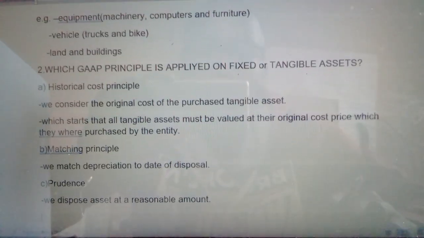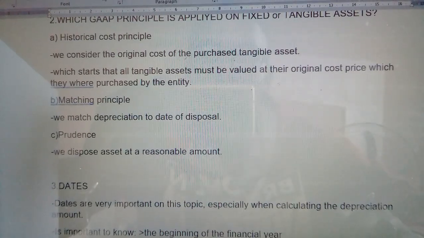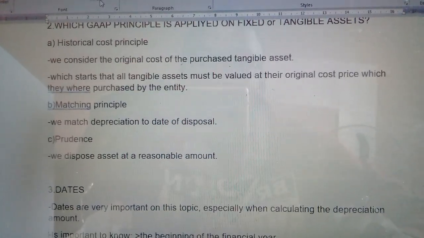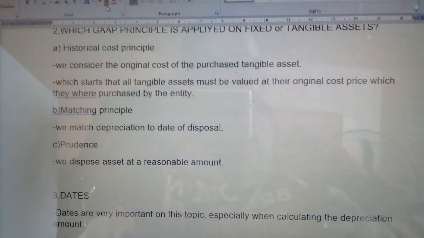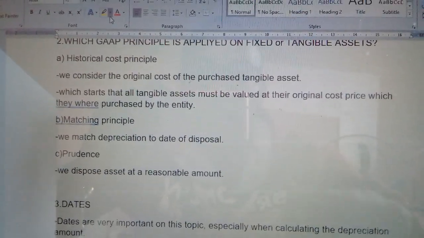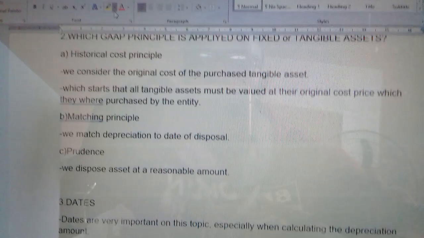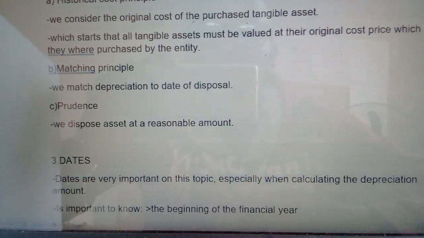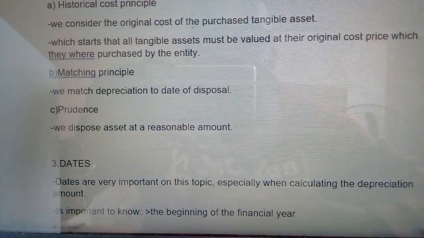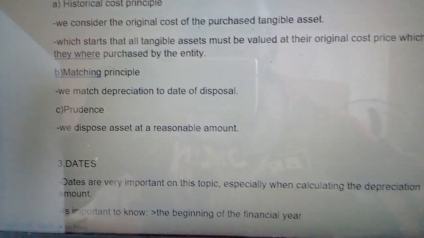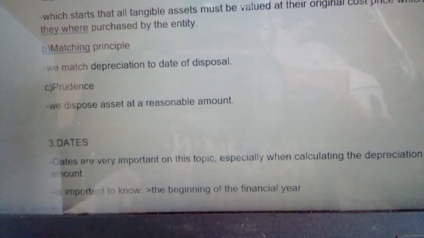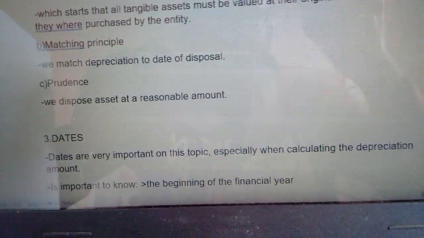Okay, so the other one is our matching principle. With the matching principle, we match the depreciation to the date of disposal. It means we calculate the depreciation using the same method, without changing, from the date of purchase to the date of sale. And the other principle is called prudence. Prudence is all about selling. That's why the GAAP principle of prudence applies when we dispose of the asset at a reasonable price.